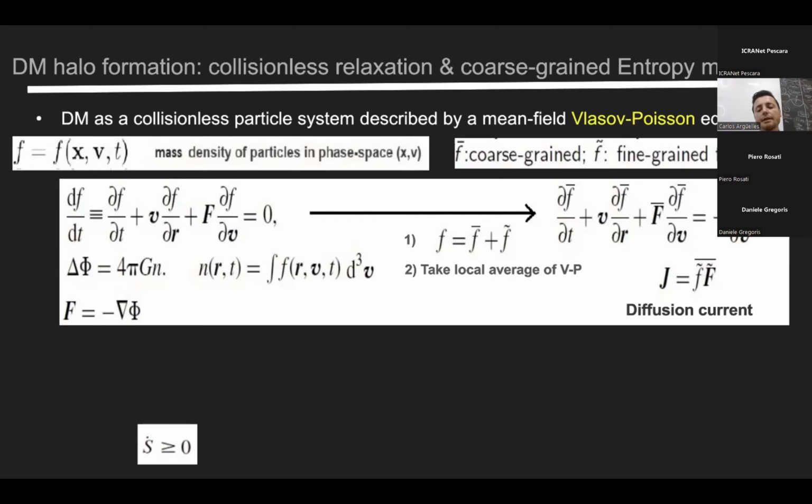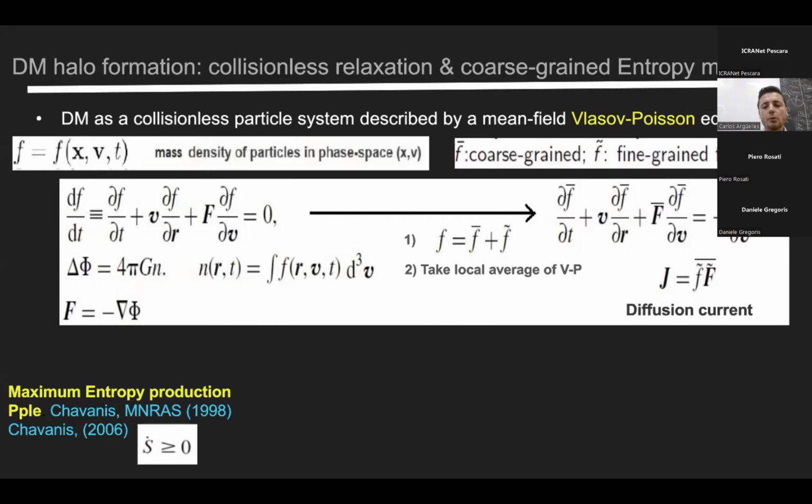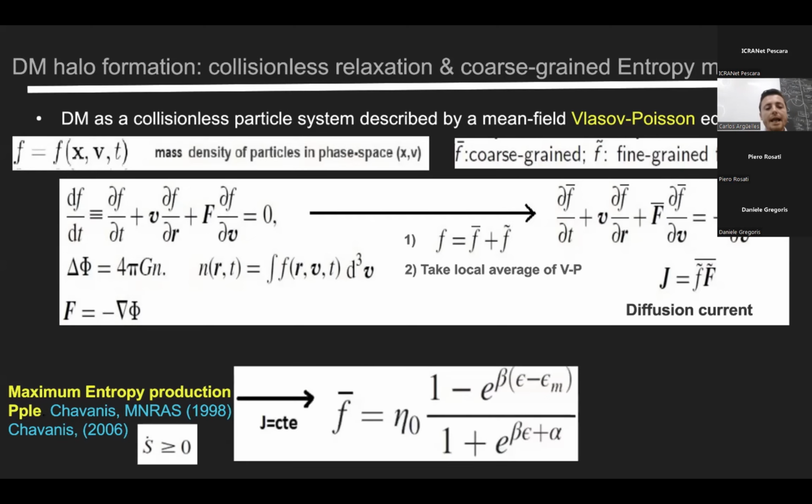So it is telling us about the diffusion convection, the typical equation of a kinetic equation, in this case coupled with gravity. Therefore, these equations have a very nice form, but are very complicated because we don't handle all the microphysics of the fine-grained fluctuations. So a way to be able to obtain a most likely coarse-grained phase space density is to impose a maximum entropy production principle, so that the coarse-grained entropy has a time derivative larger or equal to 0. And therefore, by this method, it is possible to obtain a most likely coarse-grained phase space density at relaxation.